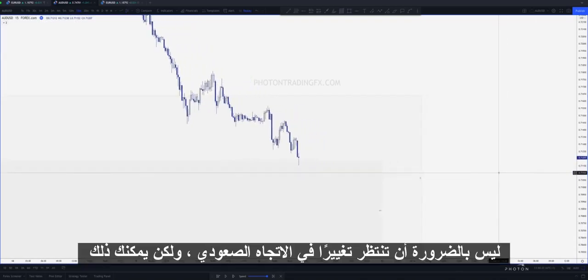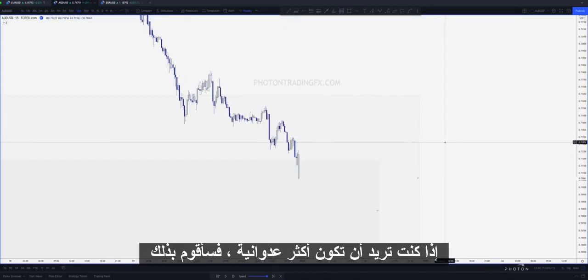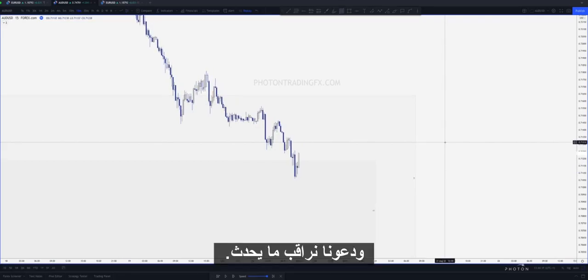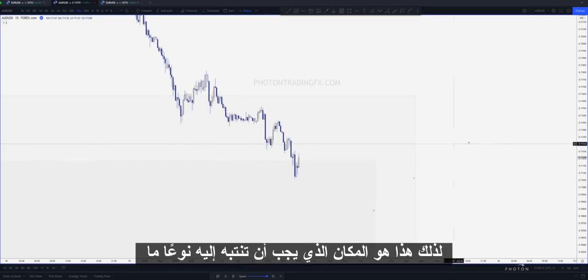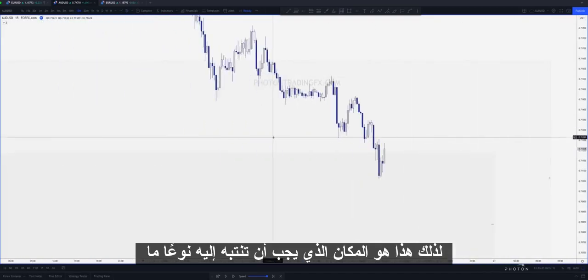You don't necessarily have to wait for a bullish trend change, but you can just wait for that M15 change of character, right? If you want to be a bit more aggressive. So I'm just going to take price nice and slowly now, and let's keep an eye on what's going on. Okay, so this is where you have to be really paying attention to details.